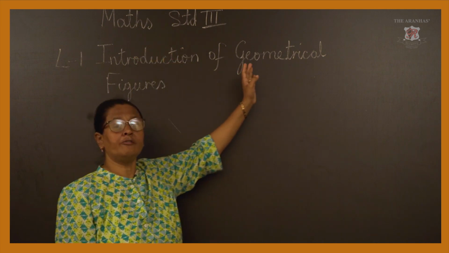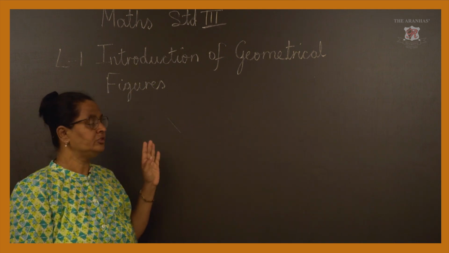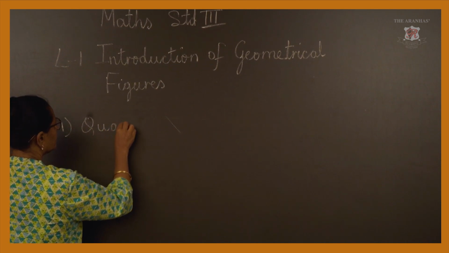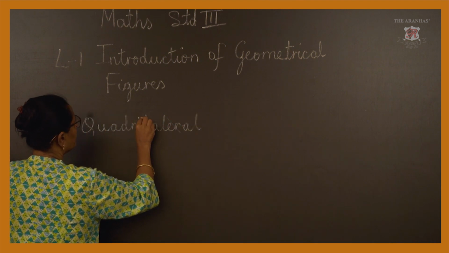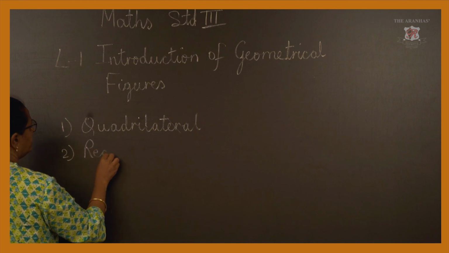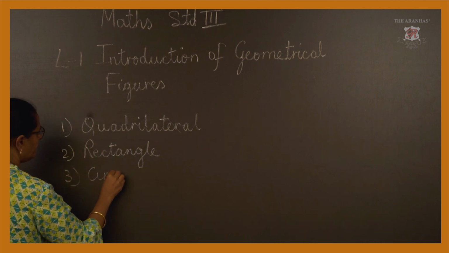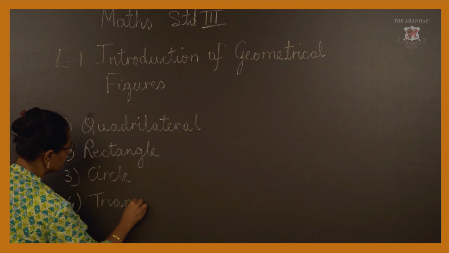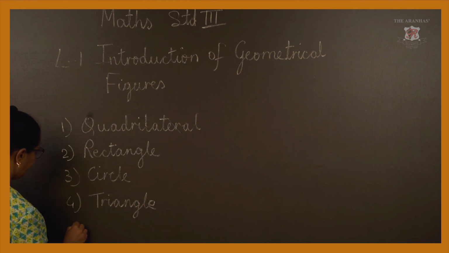Lesson number 1, Introduction of Geometrical Figures. As I told you in my previous lesson about the geometrical figures, we discussed quadrilaterals, then secondly a rectangle, a circle, a triangle, and the fifth one, a square.